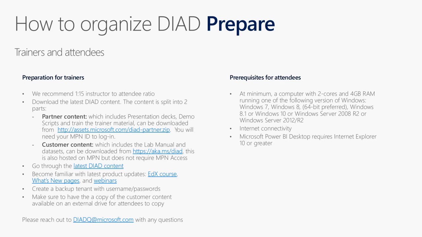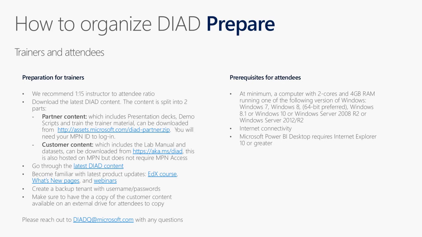The second part of the content is the customer content. And that part includes the lab manuals, the data sets, and it can be downloaded from https://aka.ms/dyad, which is a short link, very easy to remember for all the attendees. Now, this content is also hosted on MPN, but it does not require MPN access. And as I mentioned earlier, this content is really large. It's more than 500 megs, so you need to make sure that attendees are downloading that content prior to the event.